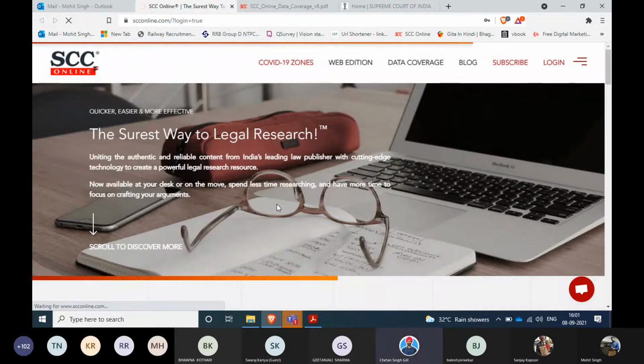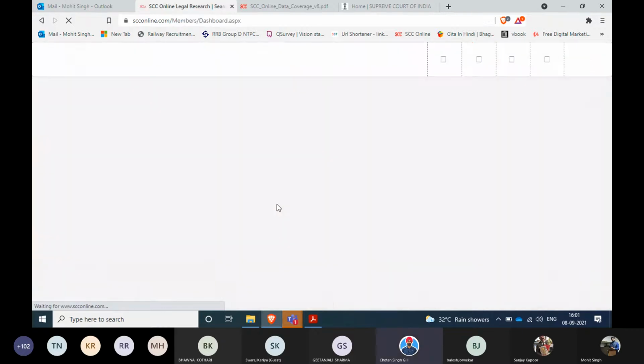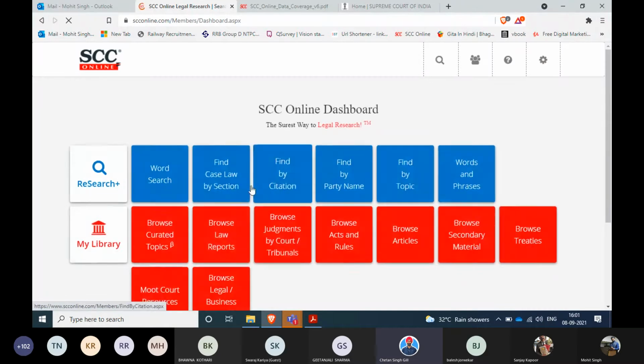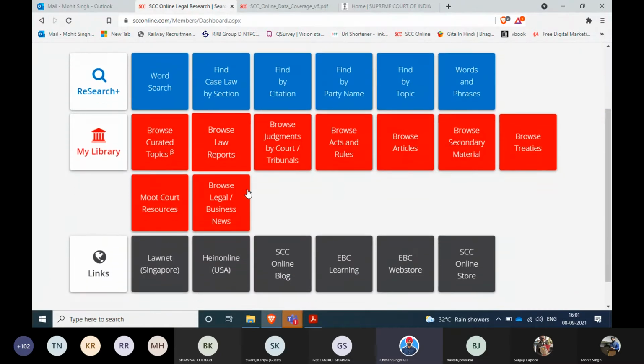And whatever we just spoke about, the data coverage, giving you access to international law, foreign courts, Indian Privy Council, Federal Court, all that is accessible through this colorful dashboard that we have. We have research, we have my library, we have links. Irrespective of whether you use research or my library, you'll be deep diving into the same database.